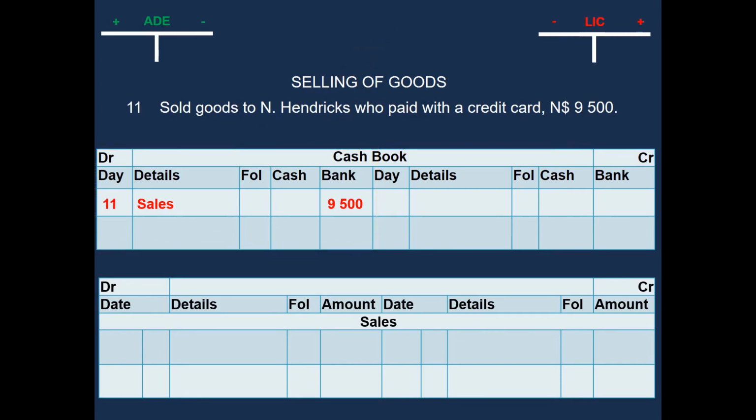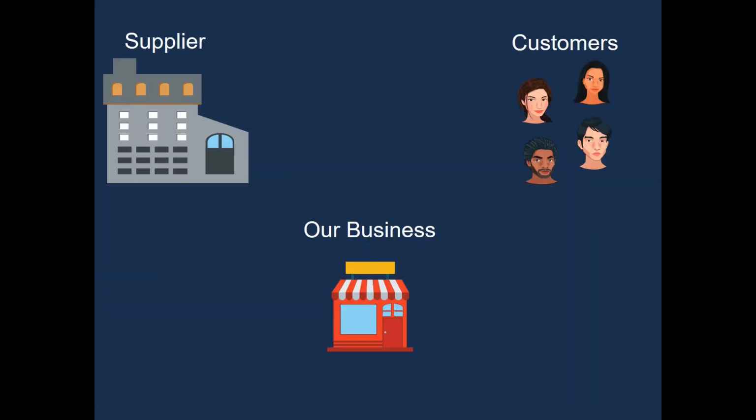To complete our double entry, we would credit sales with 9,500, and the details in the description would be bank, and that will complete our double entry process. So to wrap up, if we buy goods from our supplier, we will call that purchases, and if we were to post in our purchases account, we would post to the debit side, since purchases is an expense and our expense is increasing on the debit side.